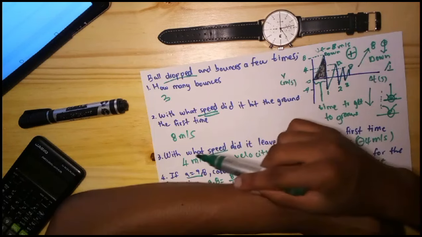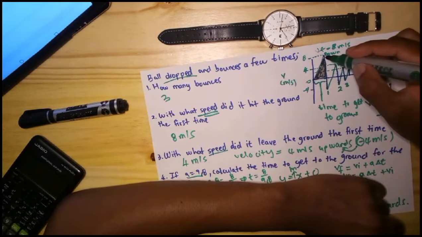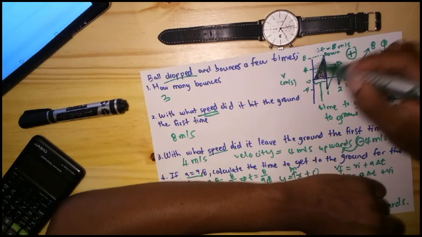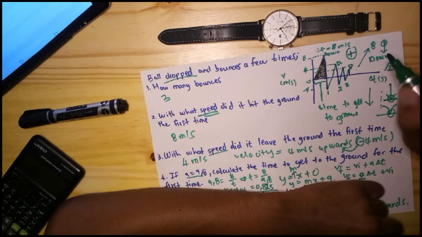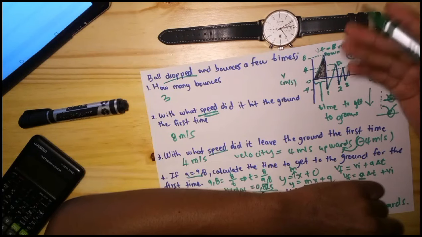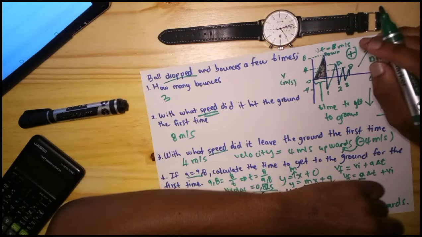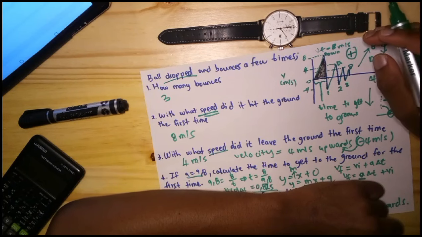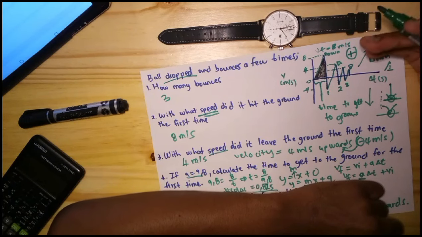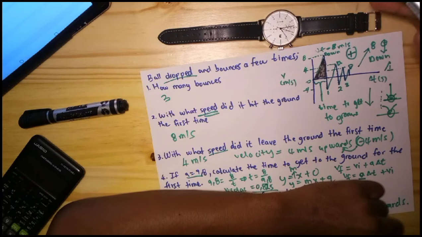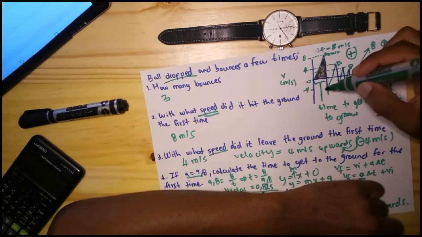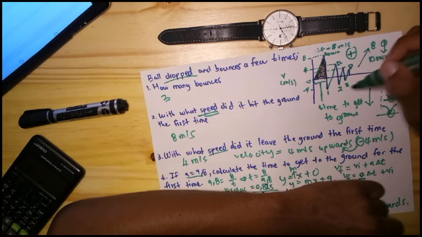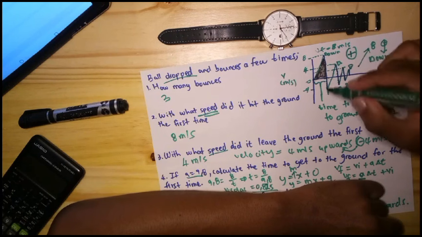So your speed here is 8 meters per second. Why? Because this is the first time that it actually reached the ground. And they say, with what speed did it leave the ground the first time? I've already explained that it's when you're actually now making the motion a bouncing motion because you're redirecting your motion from what it was initially in terms of direction, and henceforth you have your velocity for getting off the ground to be -4 and your speed to be 4.